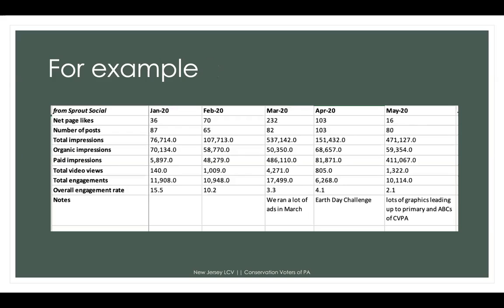Before we jump to questions, I just wanted to give you an example of how we track our metrics. We do it monthly. We track net page likes, the number of times we post, total overall impressions, and then break that down into organic impressions and paid impressions. Because we've been doing a couple of video campaigns, we track the total video views, total number of engagements, and then the overall engagement rates. Some months your organization might be focused on different things, so I have a notes row to remind me of the things we did that might have affected a given month.